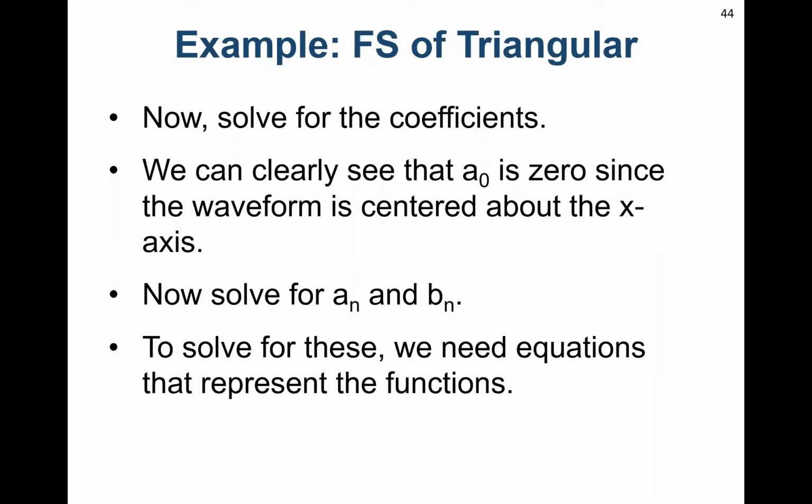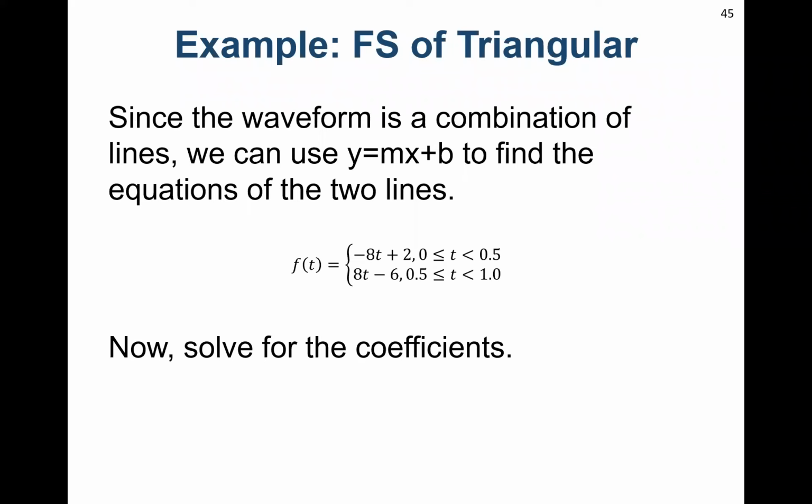Now we're going to solve for a sub n and b sub n. But again, we need those f of t's to be able to do that. So we have to define those. They're just two straight lines, so we can use y equals mx plus b to solve for the lines and what those equations are for our first period, which is between 0 and 0.5, and then our second, which is between 0.5 and 1. We're not necessarily going to do that here, but I encourage you, if you want to take a look, you can look at the y-intercept to figure out the b value, and then you can get the change in y over the change in x to get the slope value.